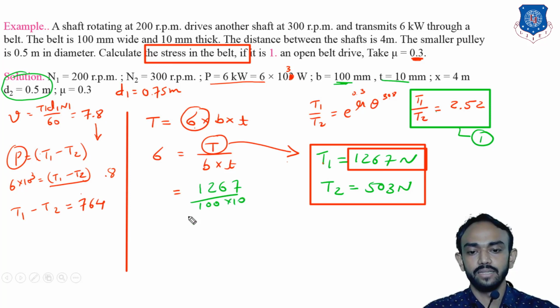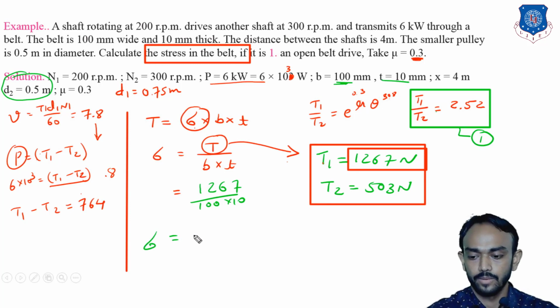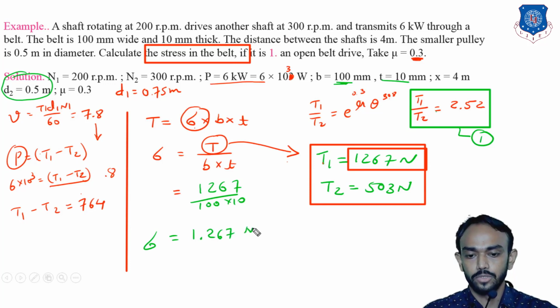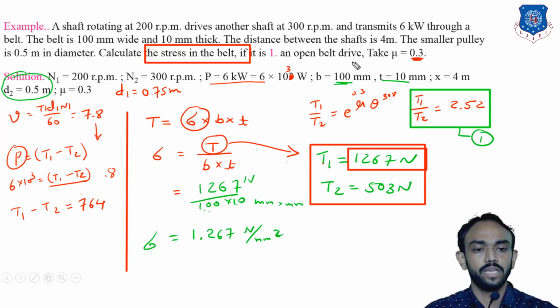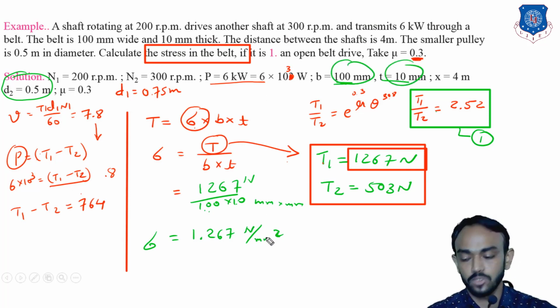So you will find this answer. Stress is equal to 1.267 Newton per mm square. Because this is in Newton and both of these are in mm, the unit will be Newton per mm square. If you convert both values to meters, your answer will be Newton per meter square.